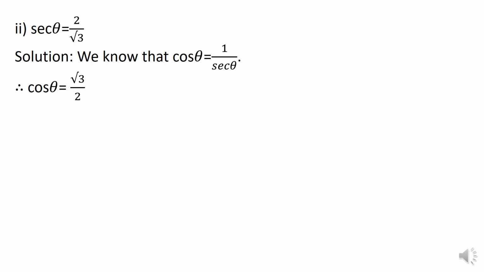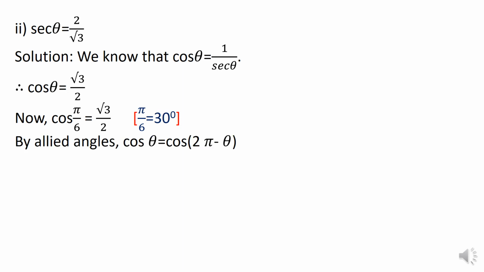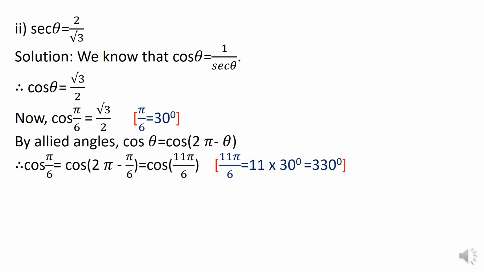Now we proceed just like the previous sum. Cos theta is root 3 by 2. Cos pi by 6, that is cos of 30, is root 3 by 2. We know this already from our previous knowledge. So as a result, we write cos pi by 6 is equal to root 3 by 2. By allied angles, cos theta is equal to cos of 2 pi minus theta, just like in the previous sum. Where is cos positive? Cos is positive in the first and the fourth quadrant. That is, theta is the same as 2 pi minus theta, where cos is concerned.